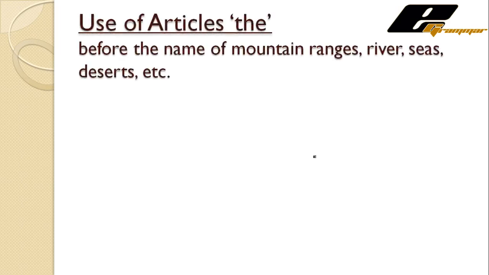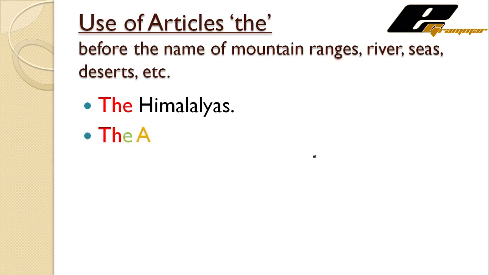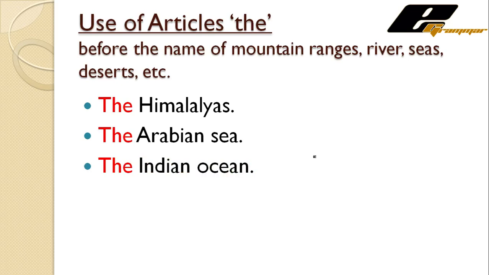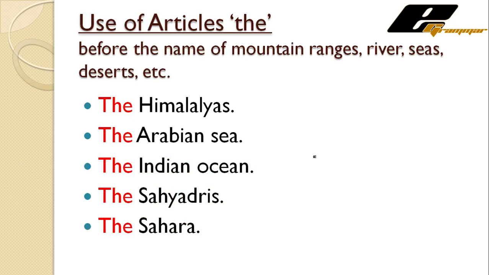Before the names of mountain ranges, rivers, seas, deserts, etc., we also use article the, because they are unique, they are only of their kind. So for them we are going to use article the. See some examples. The Himalayas, the only row of Himalayas around there. The Arabian Sea, we have only the Arabian Sea. The Indian Ocean, the Sahyadris, the Sahara Desert. Understood? Now let's move to the next part.